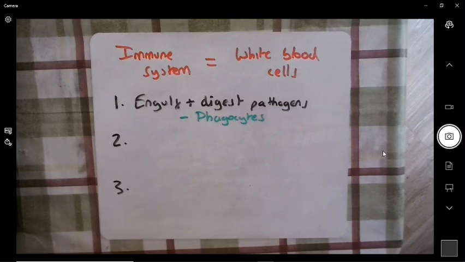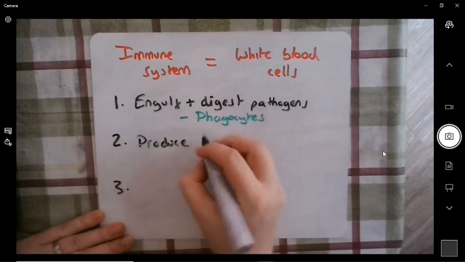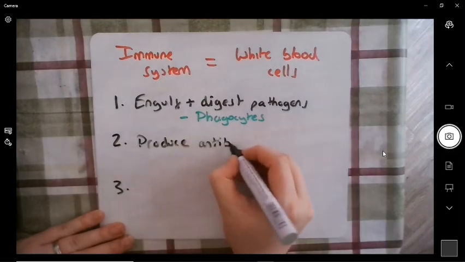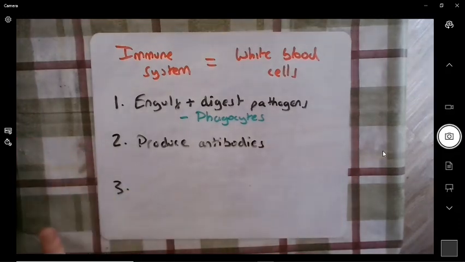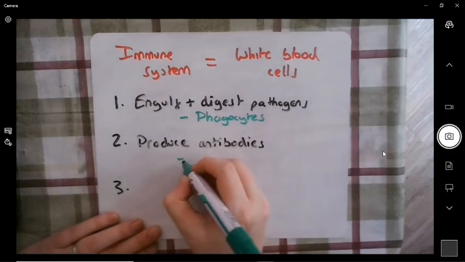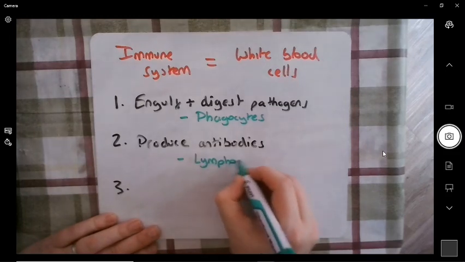The second type of white blood cell produces antibodies. Not antibiotics, no, this isn't a drug. An antibody is a very specifically shaped protein. And antibodies can actually kill pathogens. I'll talk you through how they do that just after. But white blood cells that produce antibodies are called lymphocytes.